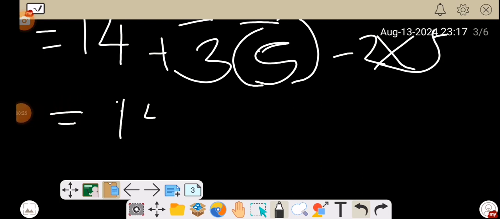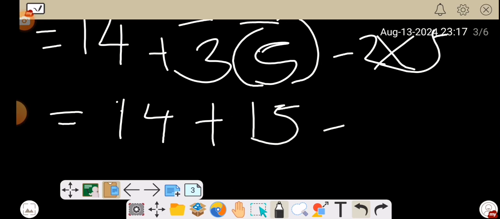So here we write 14 plus 3 multiplied by 5, it is giving us 15. Then minus 2 multiplied by 5, it is giving us 10. Are we okay? Then from here we will go to the next part.